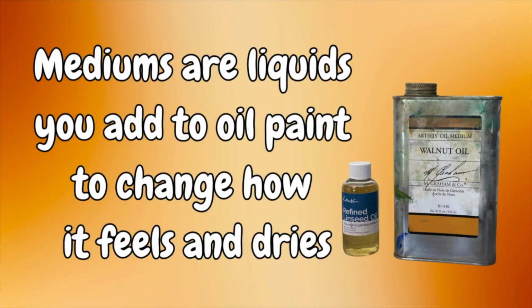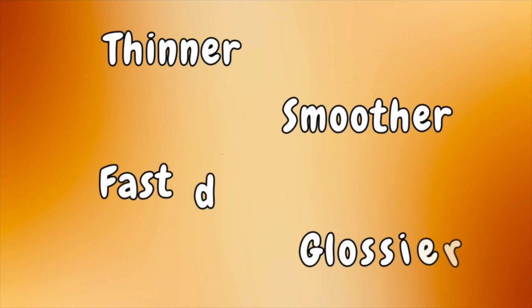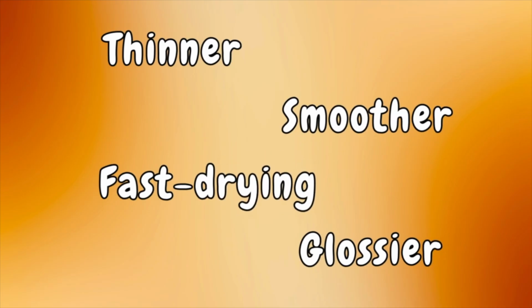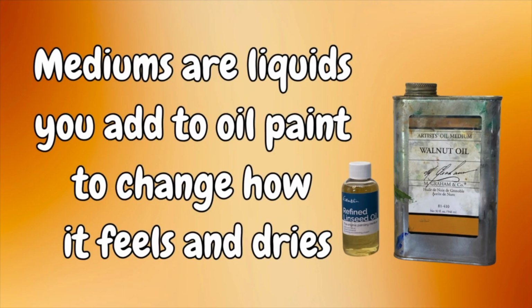So what are mediums? Mediums are liquids you add to your oil paint to gain certain effects. You might want to make it glossier, smoother, thinner. You may want it to dry faster. Mediums change how it feels and how it dries. Some will make it thinner and smoother, and others will make it faster drying or glossier. Let me show you how plain oil paint looks and feels, and you can use it as is. You don't have to add a medium.